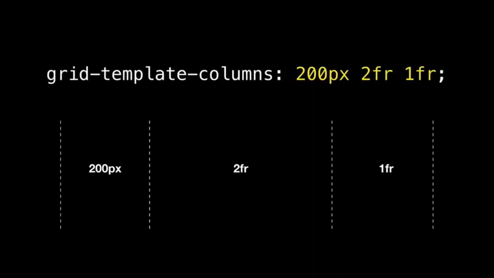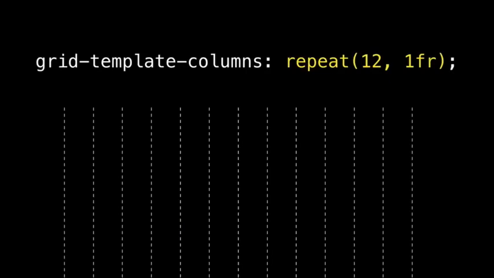Now back to my original example. If I want a 12-column grid, I could say grid-template-columns 1fr, 1fr, 1fr, and so on. But there's a really handy repeat notation to do that in a much shorter amount of code.